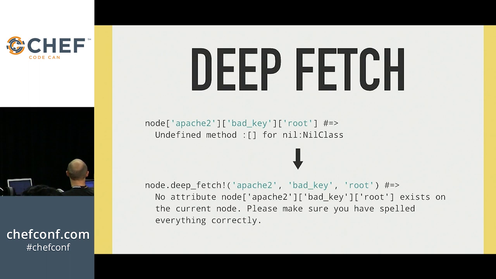The problem with deep_fetch is it's an API change. It's not a thing that you can just dump in and require. You actually have to go through and change the way that you're accessing node attributes. But it's super, super helpful, especially if the bad key here is like chef_environment, right? Which isn't super obvious whenever the thing comes back and it's like, nope, I don't know what you meant about nil something: stack trace.